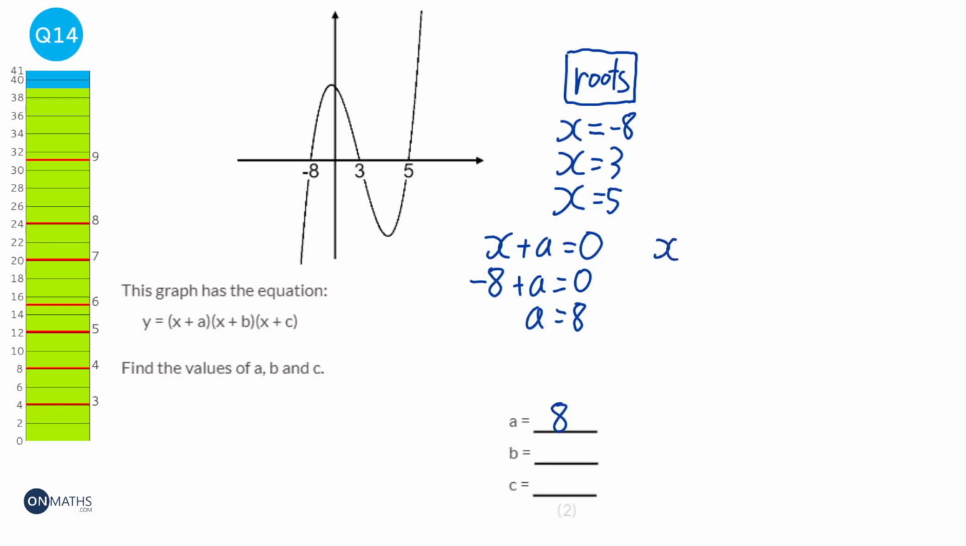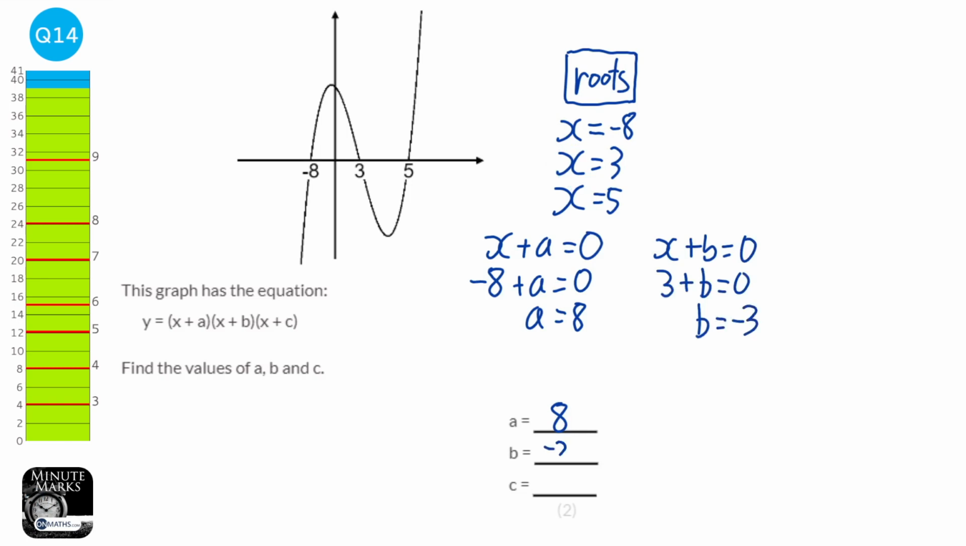Go do the same with the next one. X plus b equals 0. And this time the root is 3. So it's going to be 3 plus b equals 0. Take away 3 both sides, and you get b is -3. Then we're looking at the last one, x plus c. Look at the last root, which is 5. We're going to get it equal to 0, and then it's going to be 5 plus c equals 0. And take away 5 both sides, you get -5.